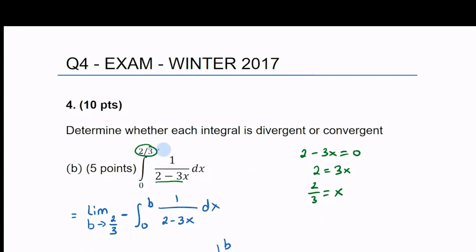So we need to rewrite this as a limit. The limit will be as b approaches 2 over 3 from the left side. Since we're going from 0 and we're approaching 2 over 3, that's why it's from the left side. So from 0 to b of that integral.